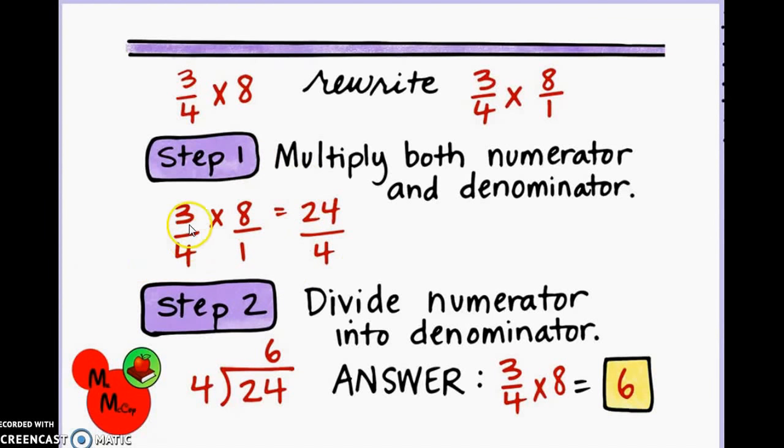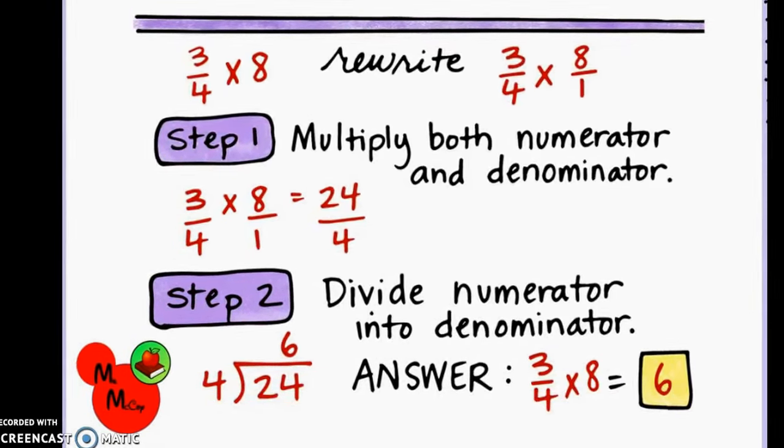In this example, 3 times 8 equals 24, and 4 times 1 equals 4. So the answer is 24 over 4. However, that is not in the simplest form, and we always want the fraction in the simplest form. So if we divide the numerator into the denominator, 4 into 24, you get 6. So the answer of 3/4 times 8 is 6.